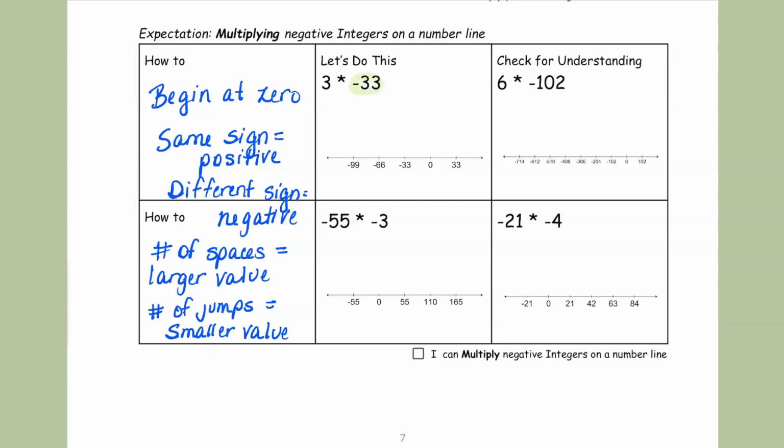Okay? All right, so this time our spacer is going to be negative 33, and we're going to jump 3 times.